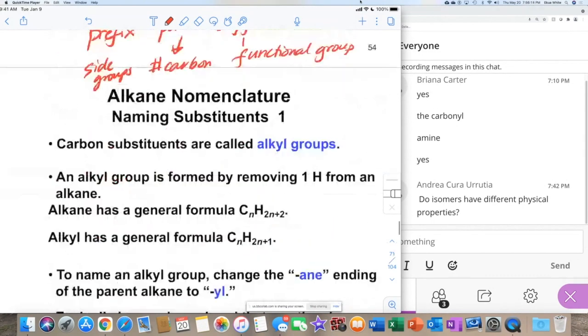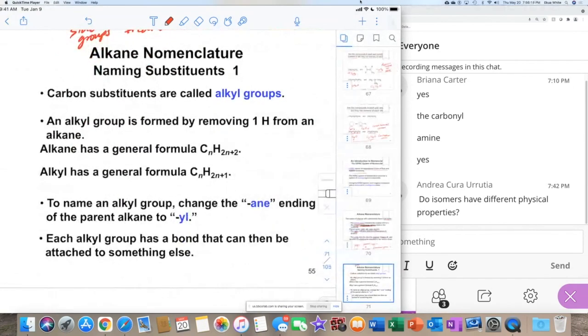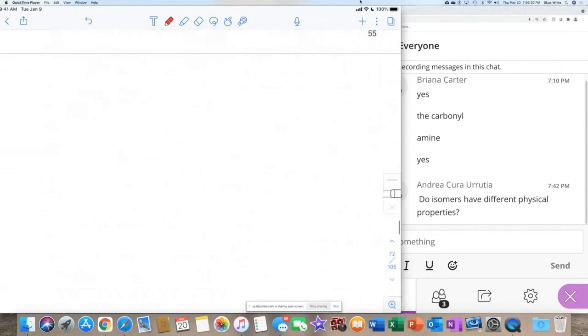Okay, let me give you guys a visual real quick before we start nomenclature. When it comes to organic compounds, sometimes organic compounds are as simple as this.